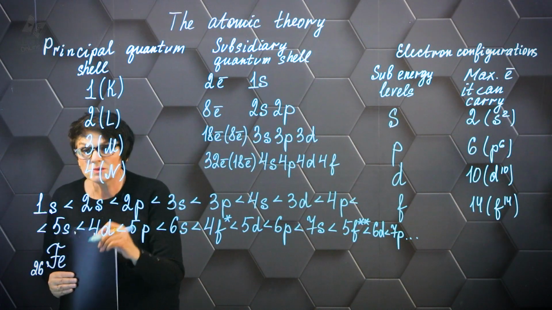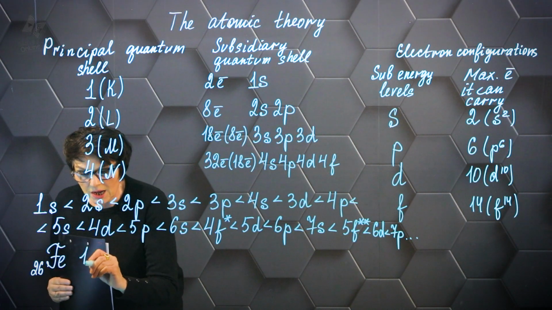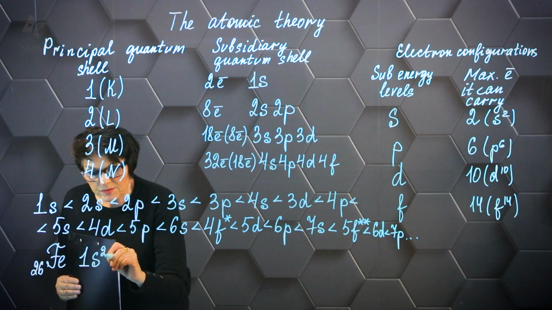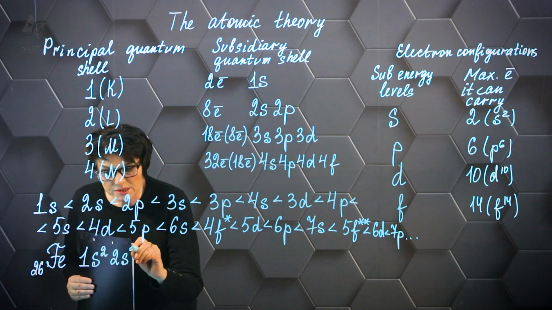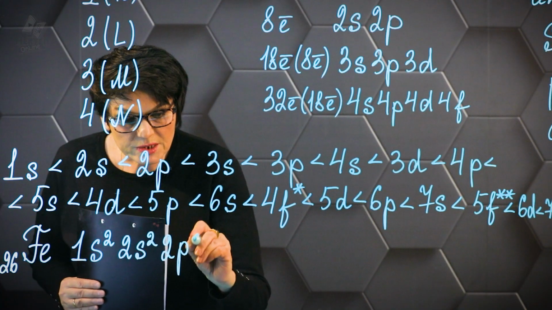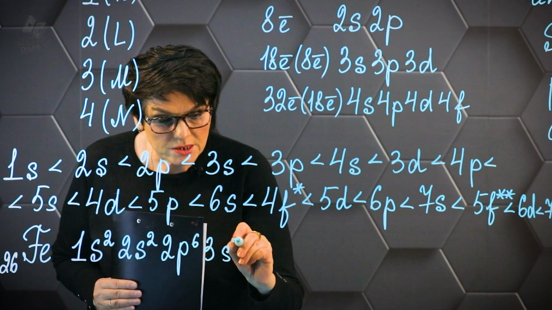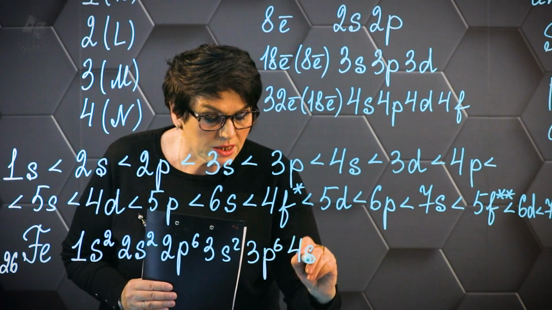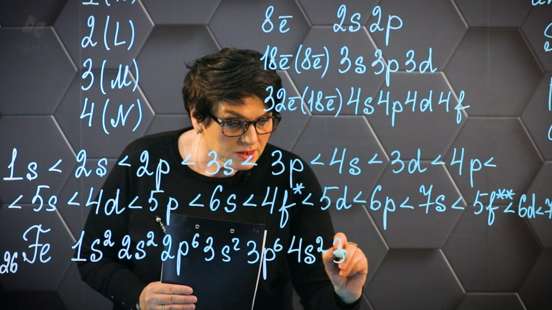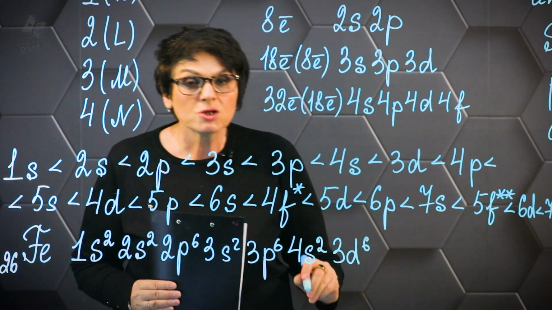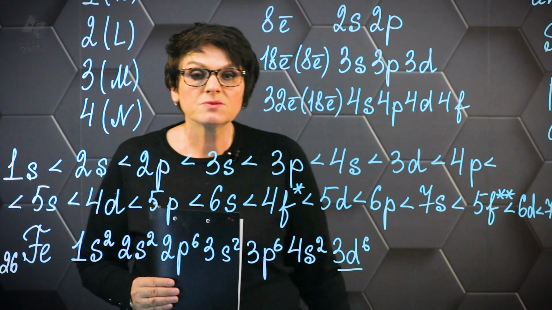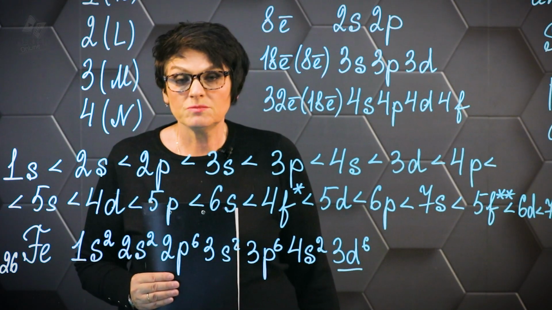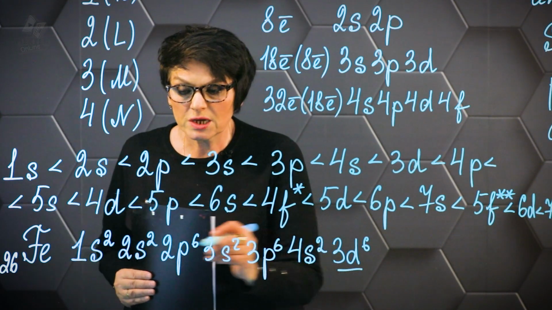Let's write down the electron configuration. It will look like this. I'm going to go strictly down this row. 1s2, 2s2, 2p6, 3s2, 3p6, 4s2, and then 3d6. What is last in the entry, in this case for iron d, indicates that it is a d chemical element. An entry like this is called the full electron configuration.